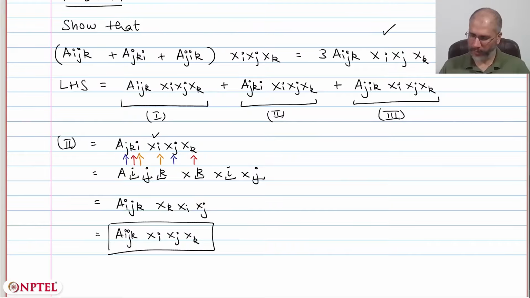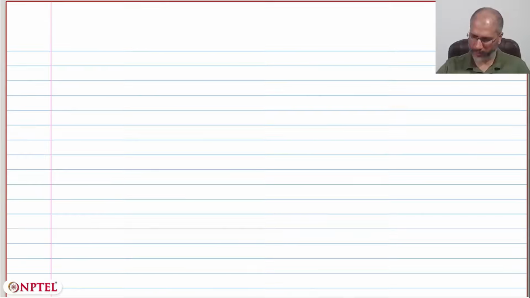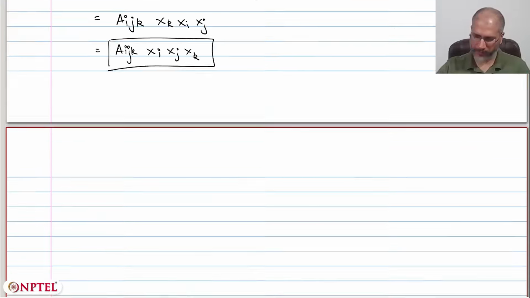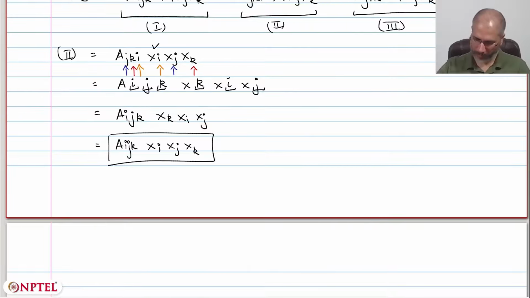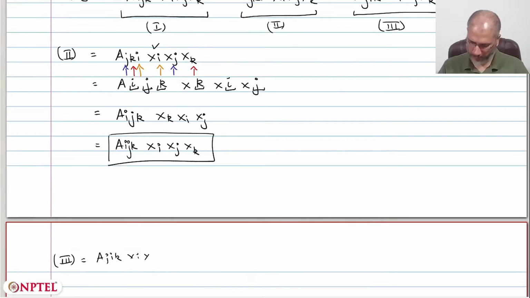So what we are left with is the third term, which is very similar to the second term. So we will use the same ideas. So term number 3 is ajik times xi, xj, xk.